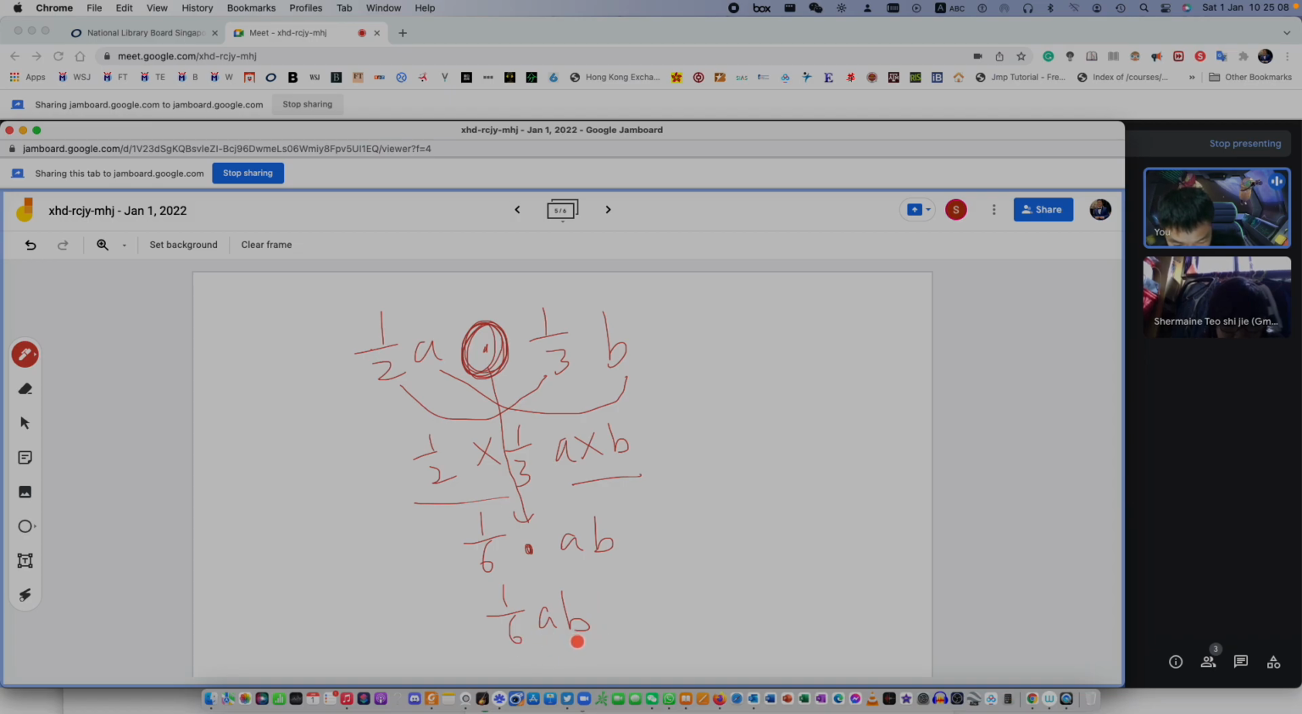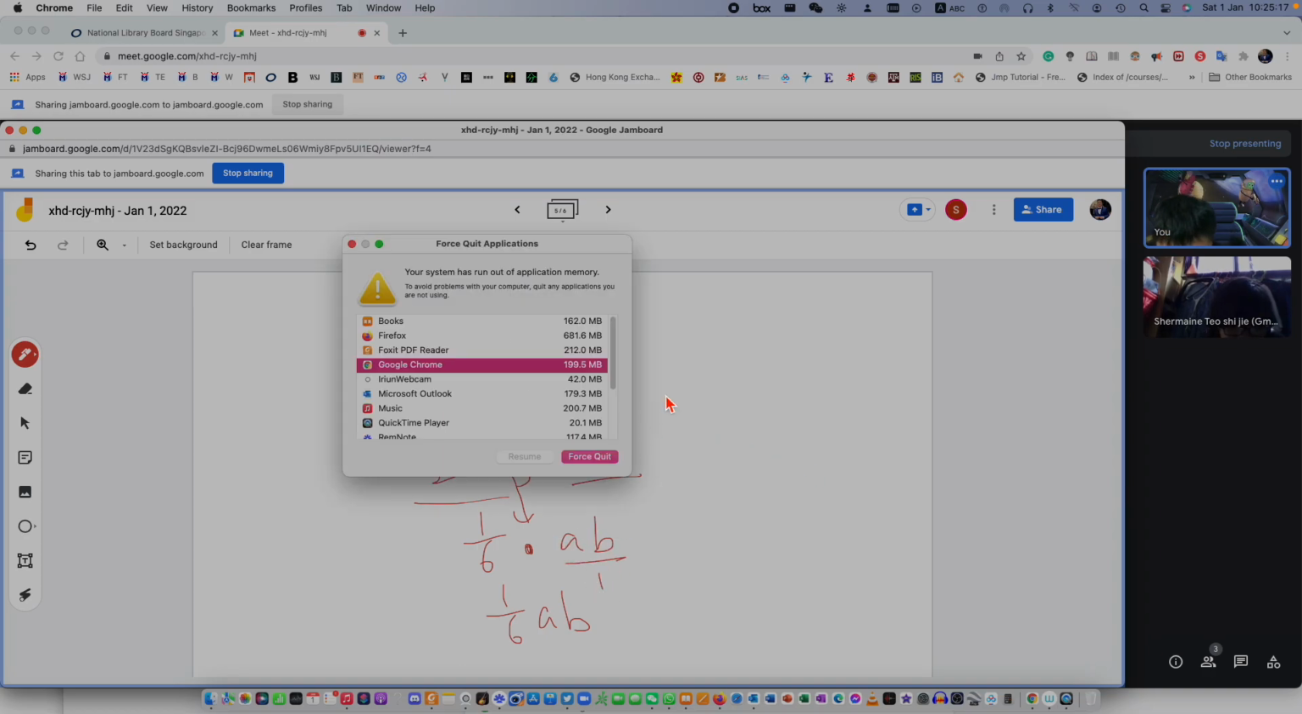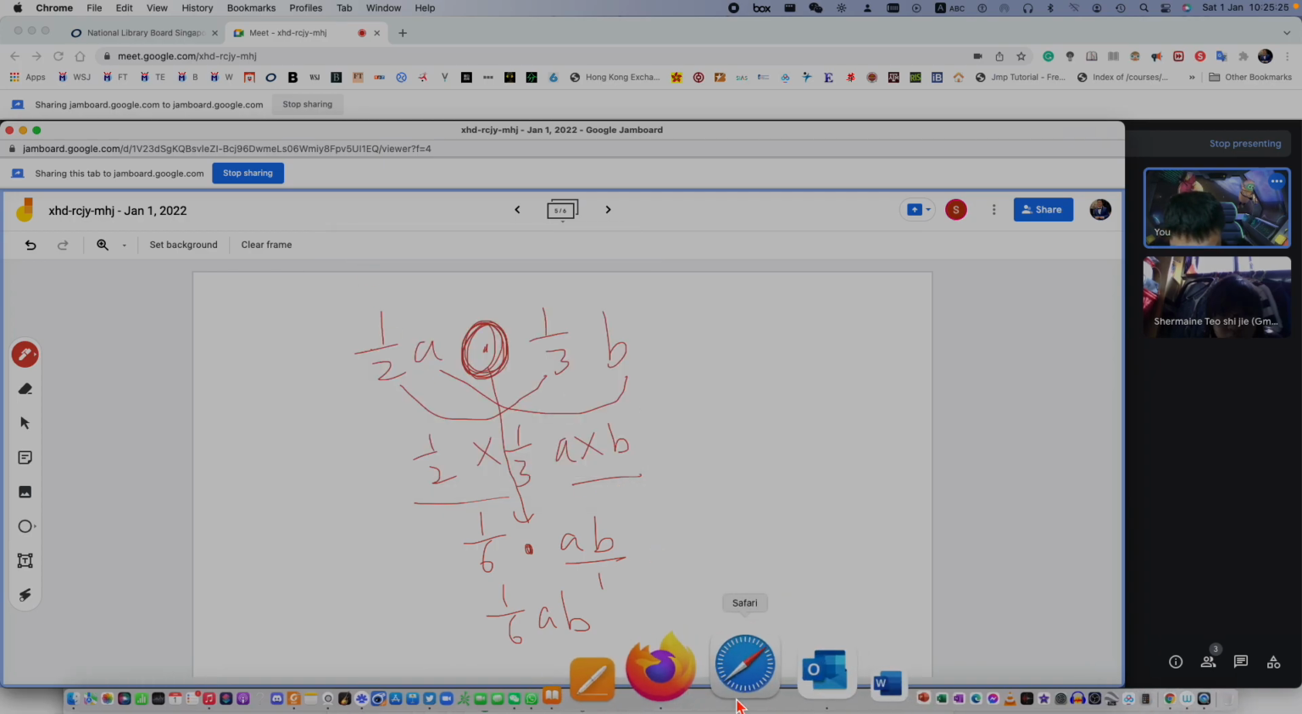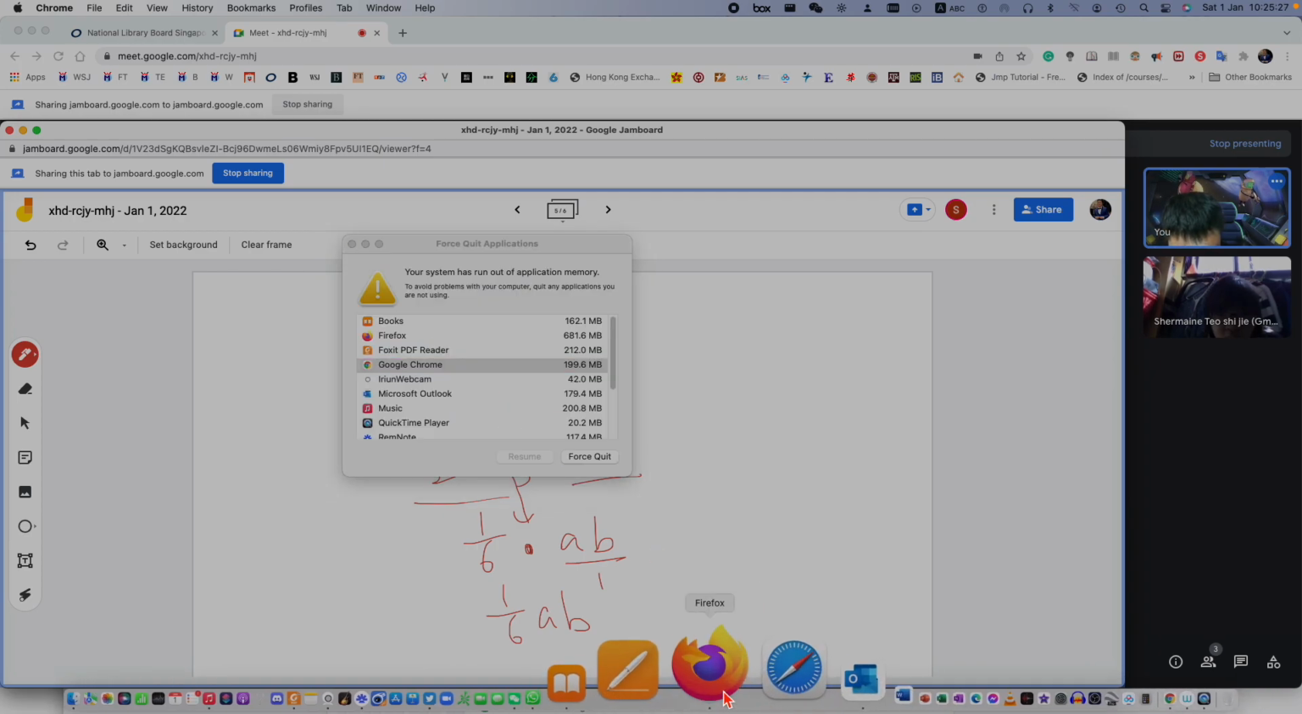This is one answer. Or, so AB, if you times AB, can you see AB is AB over 1? Hold on, they say I run out of... how come so funny? Hold on, let me click some of the apps first.